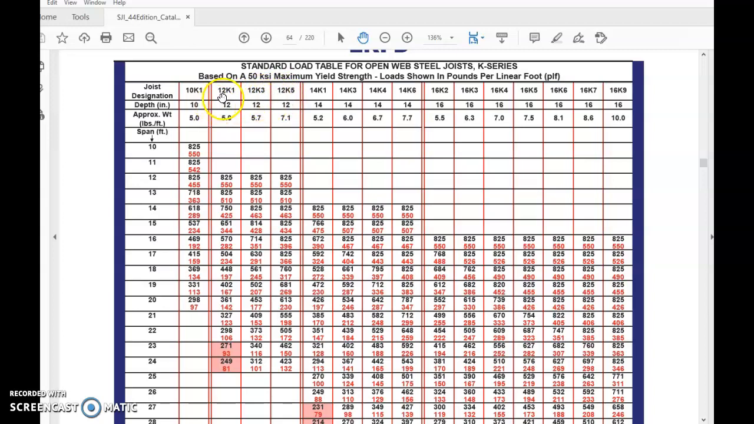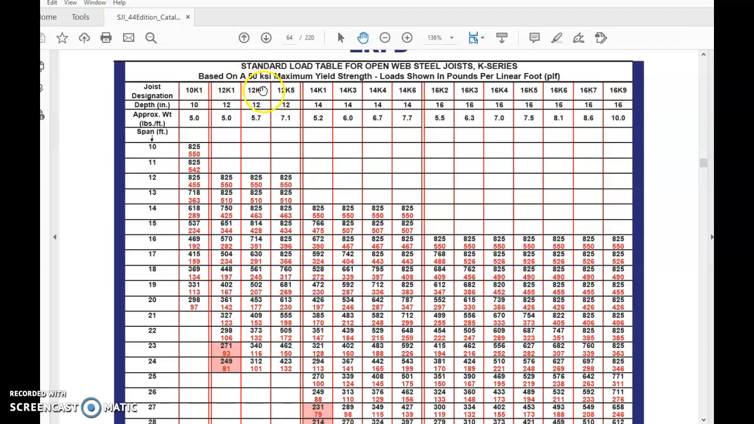So the 12 is the depth, the K is the style of joist, or the type of joist, and the 1 has to do with the weight of the joist. So obviously with steel, the heavier the weight, the heavier the member, the bigger, the bulkier the pieces, the more it's going to support. Is that right? So let's take a look down here.